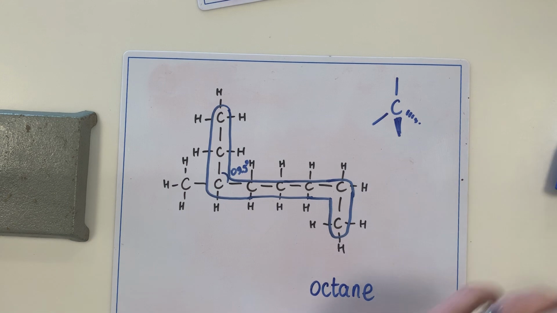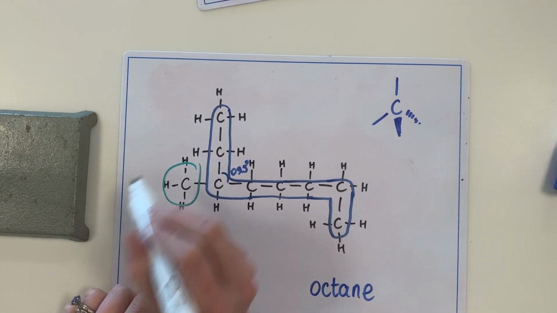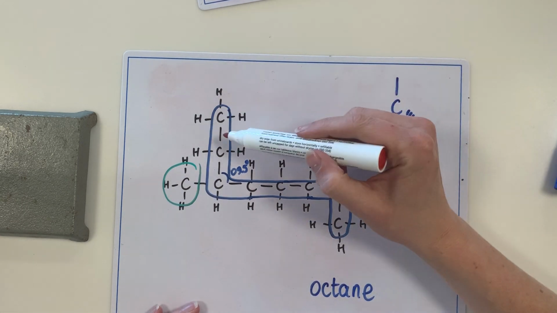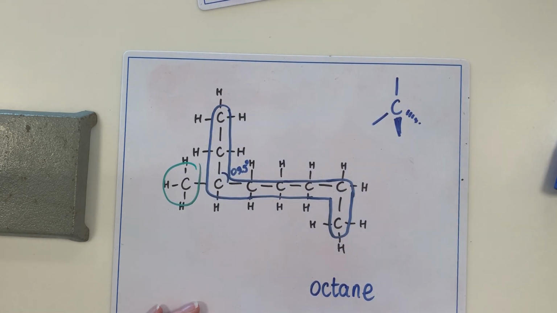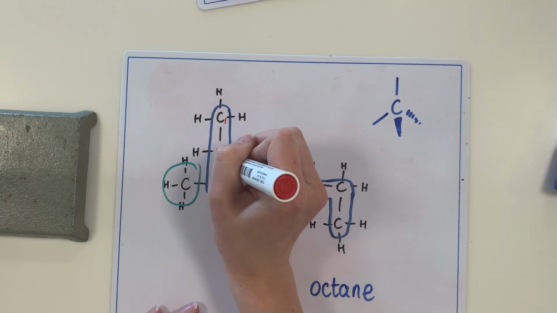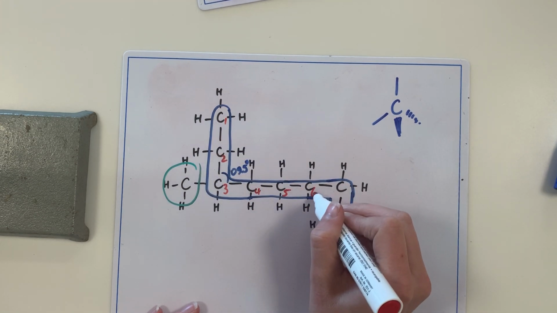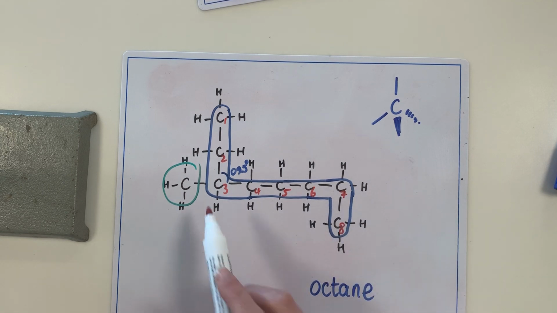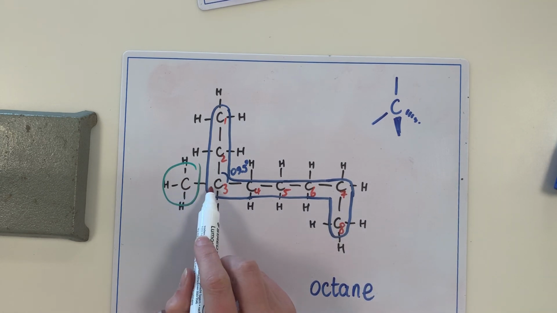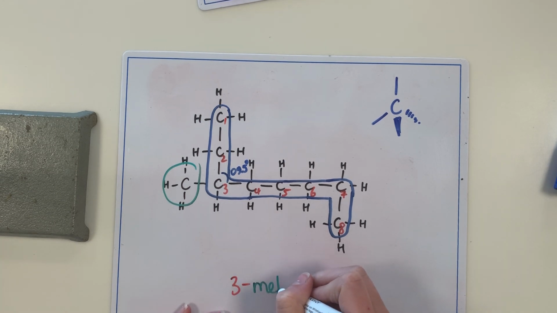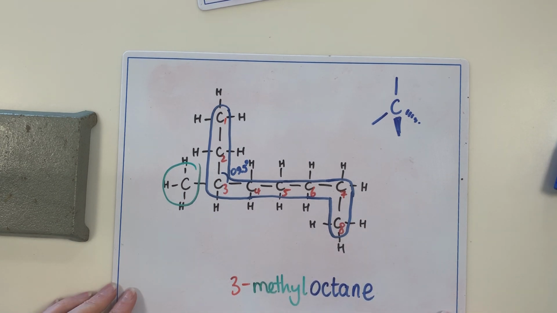And then a side chain, we just have the 1. That's a methyl group. And counting, it's shorter on this side to get to our side chain. 1, 2, 3. We can keep going, 4, but you don't need to. We can see that this methyl group is attached to carbon number 3. So it is 3-methyloctane. And that's that one.